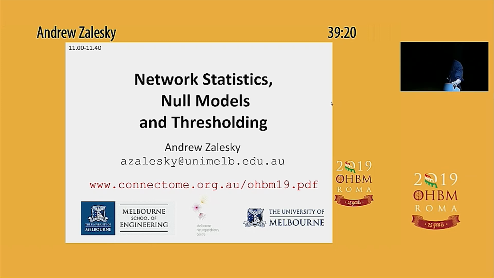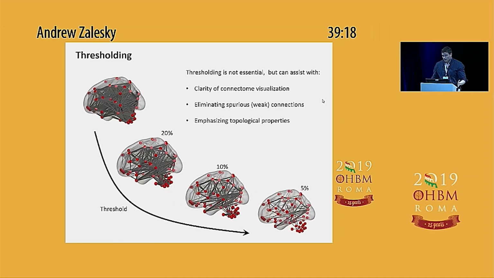So to begin with, network thresholding. What is thresholding? Well, thresholding is really taking, once you've mapped a connectome, and removing potentially spurious or weak connections from the connectome that you've mapped. And here I've shown a case where we can successively reduce the connection density by going to 20%, 10%, and all the way down to 5%.